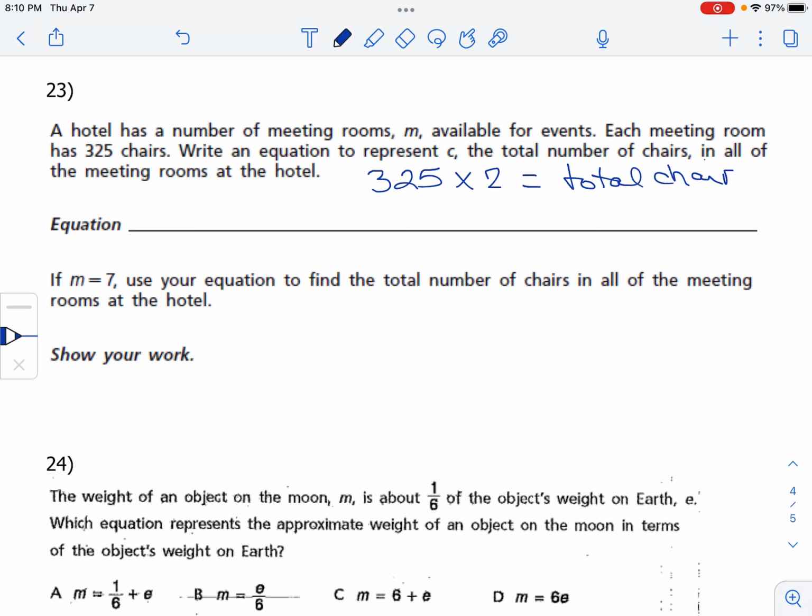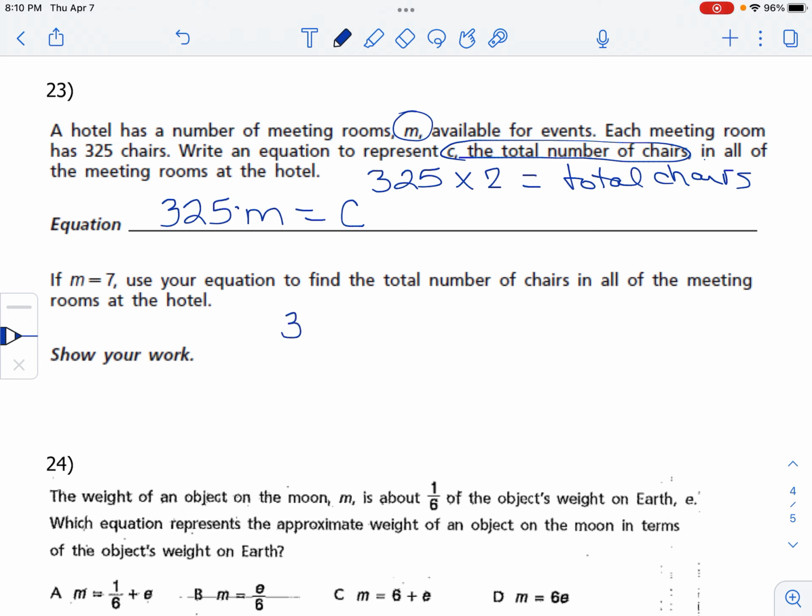Right? I think that would be 650. All right, so I'm going to use this information to help us set up our equation. It's going to be 325, that's the number of chairs, times the number of meeting rooms, that's going to be M, and that's going to represent C, the total number of chairs altogether. So 325M equals C. All right, now, next part, use M equals 7 in your equation to find the total number of chairs in all the meeting rooms.